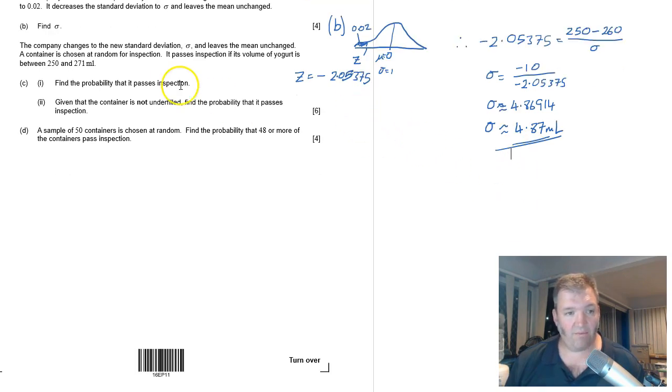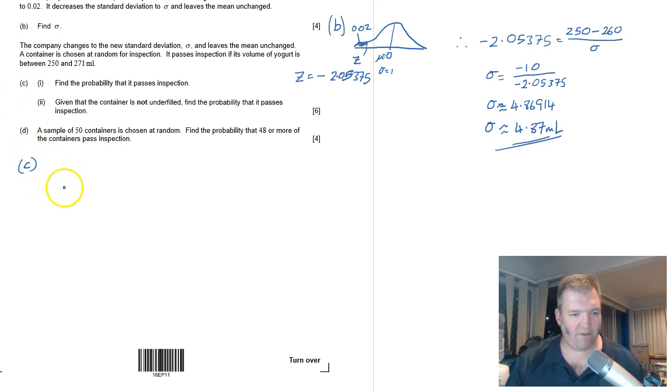All right, the company changes to the new standard deviation. So we've got 4.87, leaves the mean unchanged. A container is chosen for inspection. It passes inspection if its volume of yogurt is between 250 and 271. Find the probability that it passes inspection.